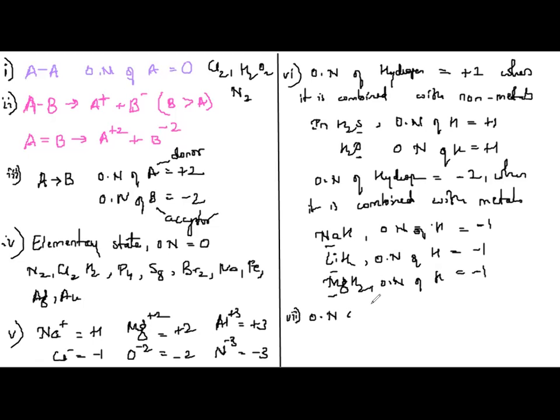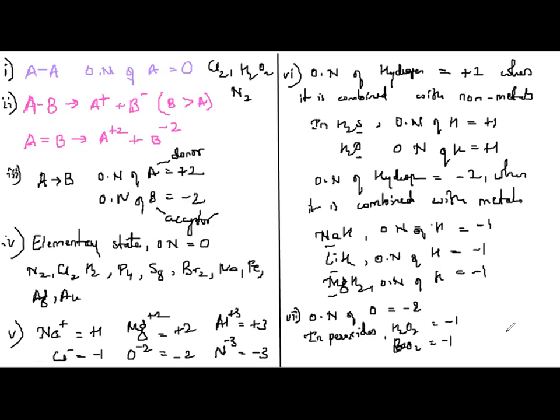Similarly, we have oxygen. The oxidation number of oxygen is -2 in most of its compounds. In peroxides, like hydrogen peroxide, H2O2, or barium peroxide, BaO2, it is -1. So in most of the oxides, it is -2 only, but in peroxides, it is -1.